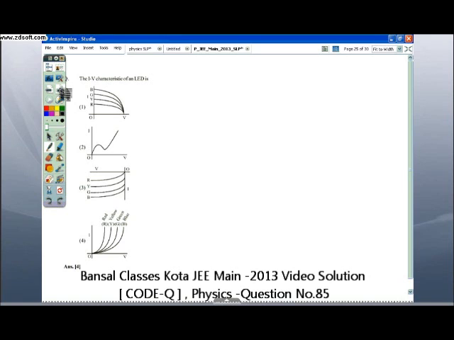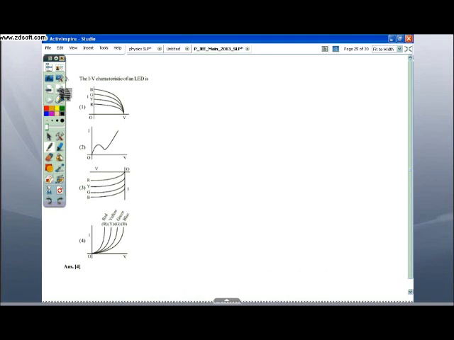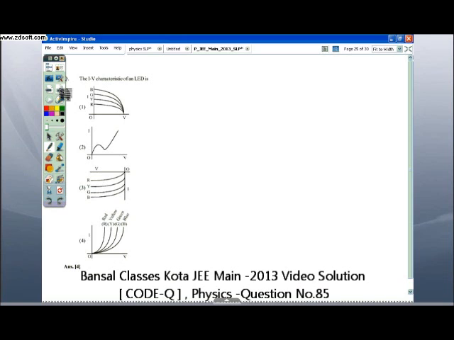Question number 85 is asking for the IV characteristic of an LED. We know that a light emitting diode is after all a diode. So since this is a diode, its IV characteristics should be the same as that of a diode. A normal diode has an IV characteristic as this. So from the options it is very obvious that the only possible option is that of 4.